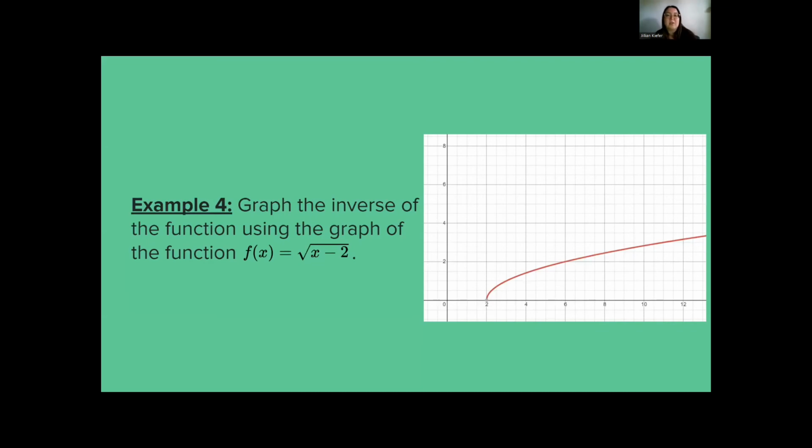Example 4, we're just going to graph the inverse of the function using the graph of the function f of x is equal to the square root of x minus 2. That is also the graph that we have here for our reference. So what we're going to do is graph the inverse function, f inverse of x, given that we know that f of x is equal to the square root of x minus 2, and we have the graph right here. So we know that we're just going to make the mirror image of this graph across the line y equals x. So let's go ahead and do that in our notes.